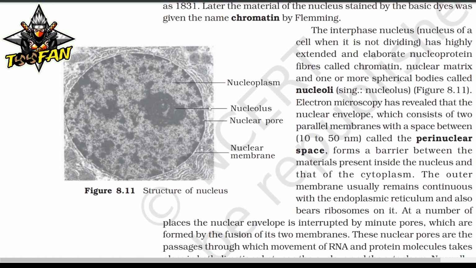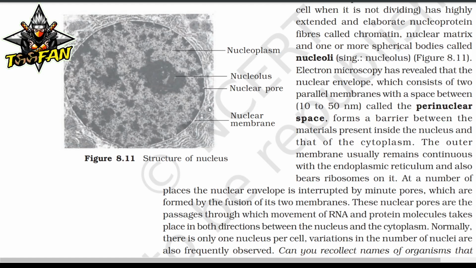Electron microscopy has revealed that the nuclear envelope, which consists of two parallel membranes with a space of 10 to 15 nanometers called the perinuclear space, forms a barrier between the material present inside the nucleus and that of the cytoplasm. The outer membrane usually remains continuous with the endoplasmic reticulum and also bears ribosomes on it. At a number of places, the nuclear envelope is interrupted by minute pores which are formed by the fusion of its two membranes. These nuclear pores are the passage through which movement of RNA and protein molecules takes place in both directions between the nucleus and the cytoplasm.